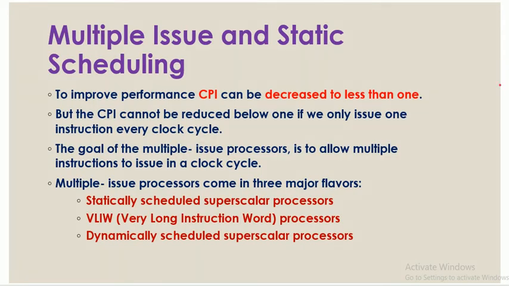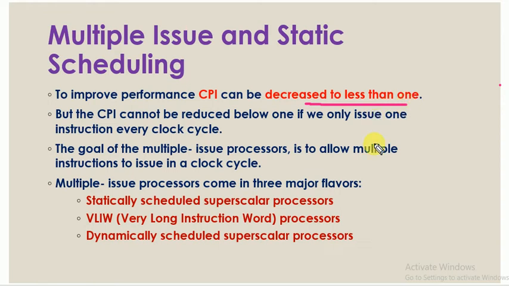Now we have the last topic called multiple issue and static scheduling. Now to improve performance, CPI, cycles per instruction, can be decreased to less than 1. Normally the ideal cycles per instruction is 1, but for improving the performance we need to reduce that to even less than 1. It is possible only when we have multiple issues available.